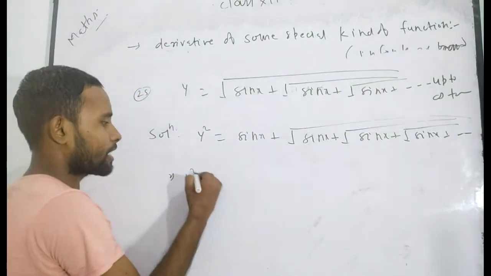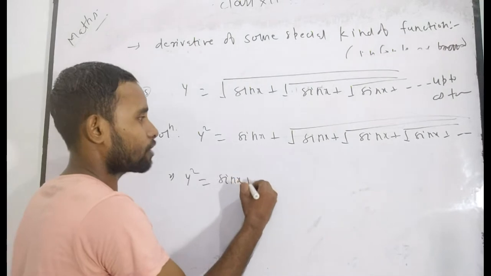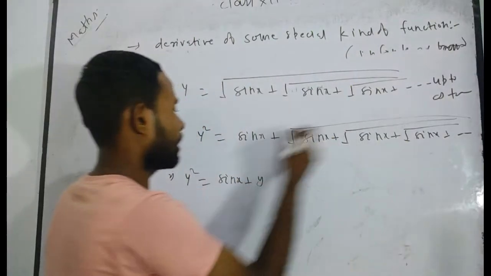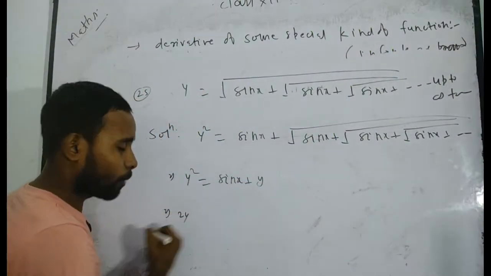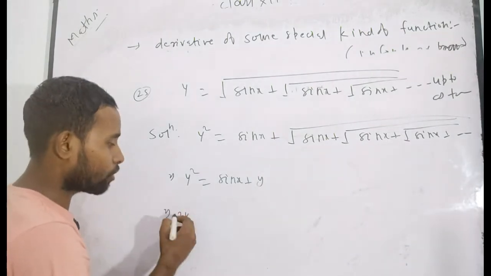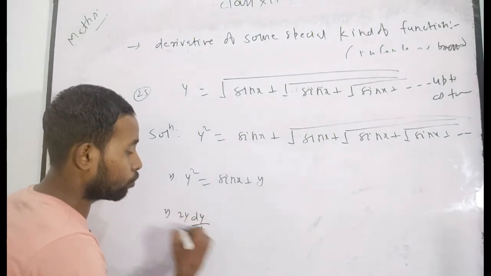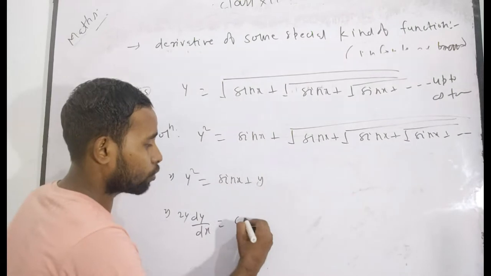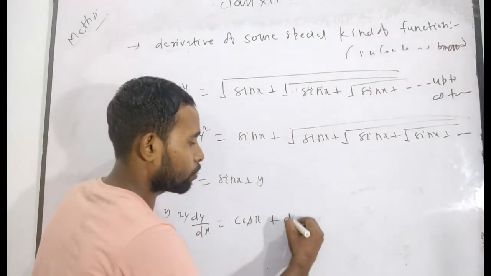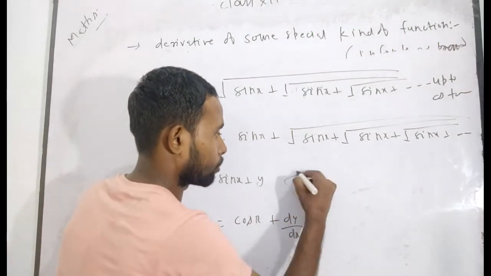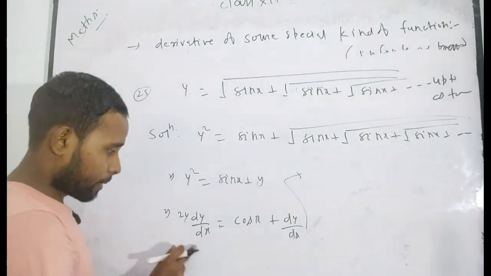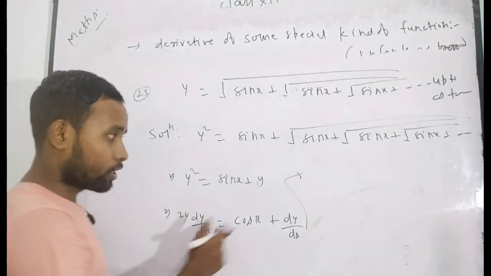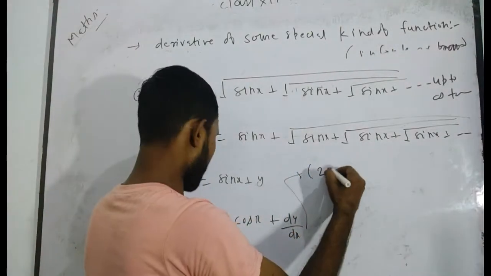That means y square is equal to what? Sin x plus y, because this is also again y. Now you have to differentiate on both sides. After differentiating on both sides, you will get here 2y dy/dx is equal to cos x plus dy/dx. I have taken the terms to the LHS first.